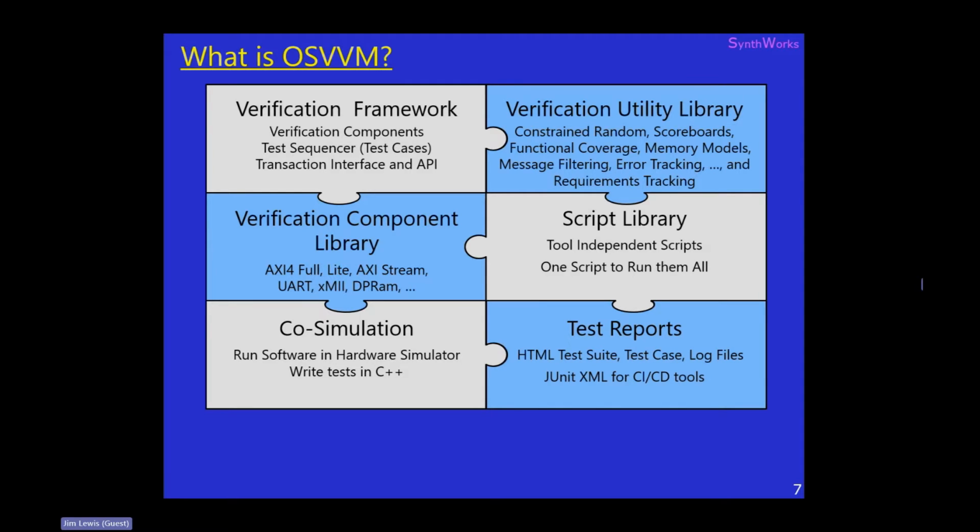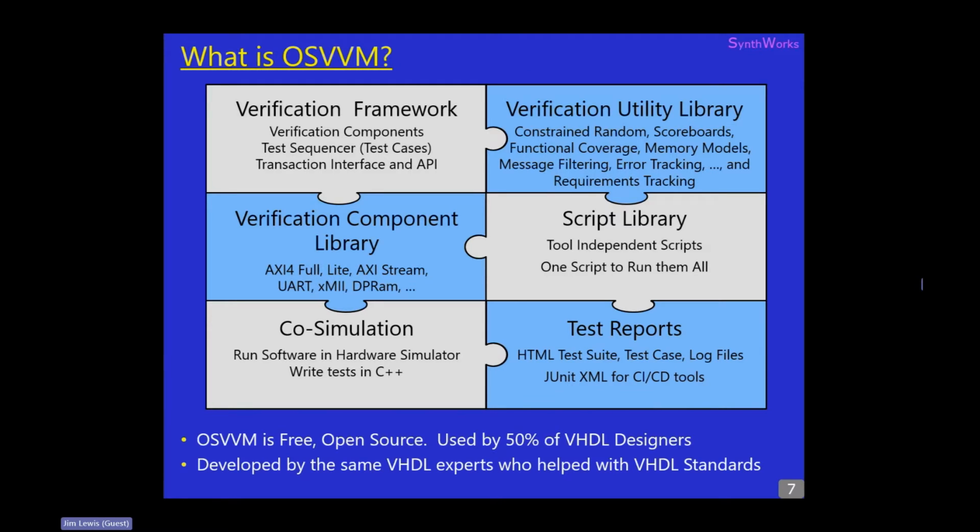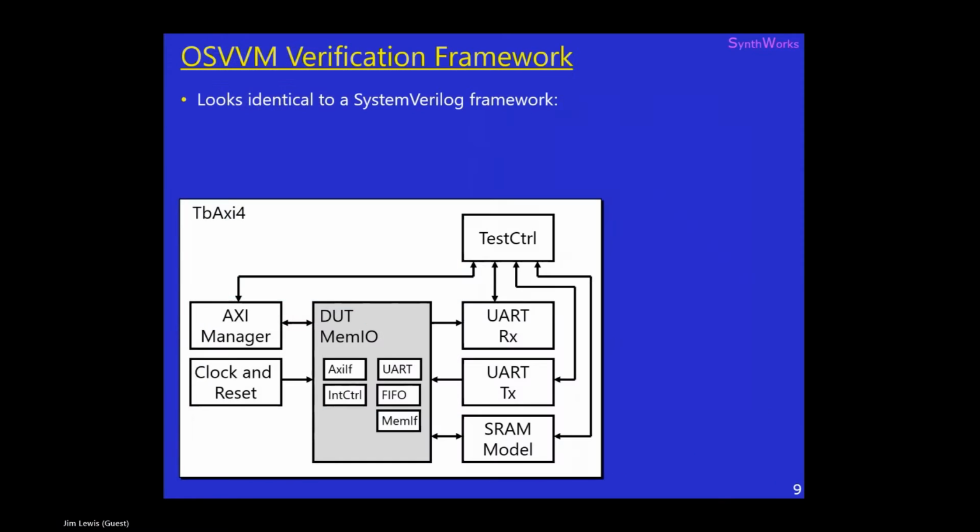And we have a test report generator that generates HTML test reports for humans and JUnit XML for the continuous integration tools. OSVVM is free open source. It's used by approximately 50% of FPGA designers worldwide. And it's developed by the same VHDL experts who have helped with the VHDL standards.